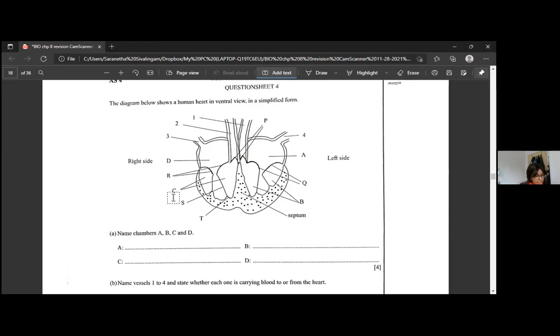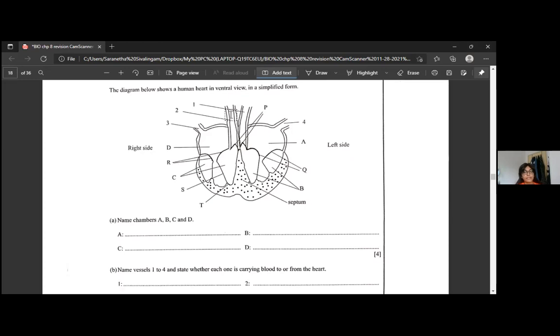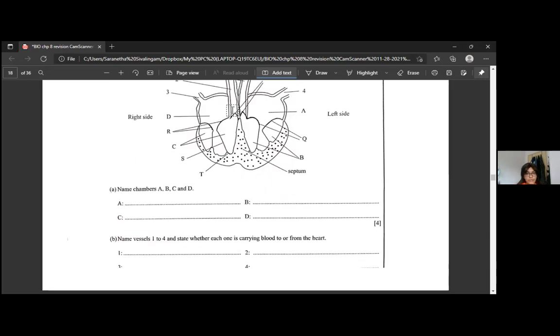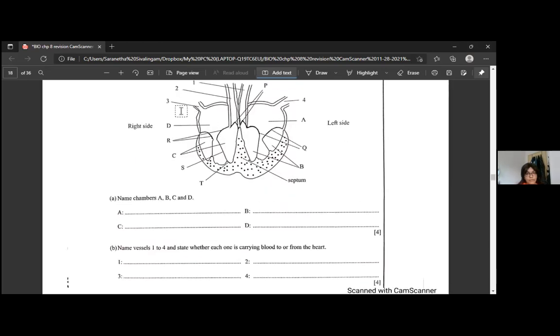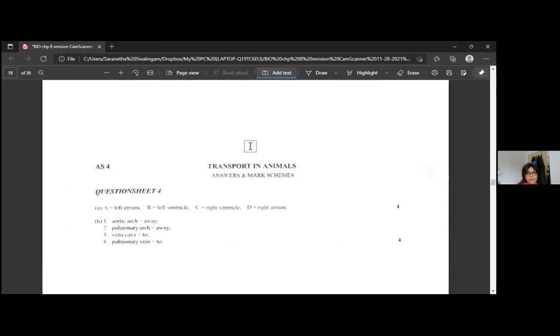Teng. Okay, so for the first one, which is aorta, the blood is carried away from the heart. For the second one, which is pulmonary artery, it is carried away from the heart. So basically, the arteries carry blood away from the heart to the respiring tissue. And then for 3, which is the vena cava, the blood is carried to the heart. And for 4, which is pulmonary vein, also the blood is carried to the heart. And the answer.